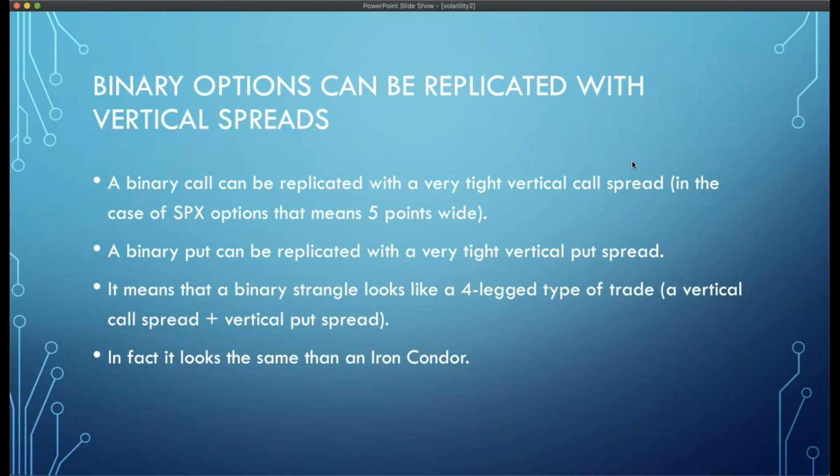And for those of you that are really into this, that trade actually looks exactly the same as an iron condor. That's basically the trade. The trade basically reduces to an iron condor. Okay. The only difference is that we are long this iron condor because we want the market to move. That's what we want.